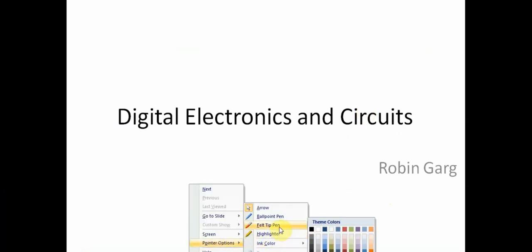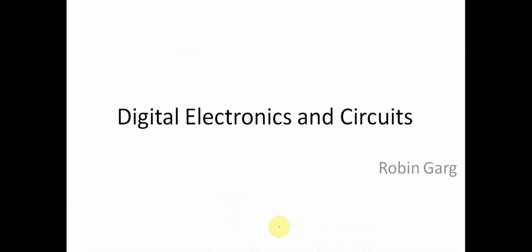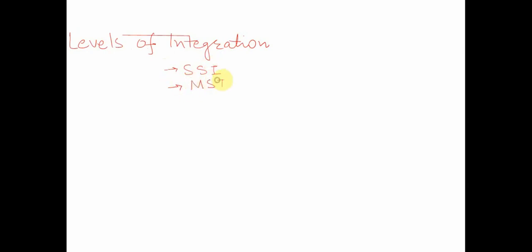In this particular lecture, we will be talking about a few concepts with respect to digital IC families, and I will be discussing three major concepts. Basically, I would be touching upon something called levels of integration. Number one, what kind of levels of integration do we have? Basically, we will talk about small scale integration, which is nothing but SSI. Then we have medium scale integration, MSI, large scale integration, and very large scale integration.